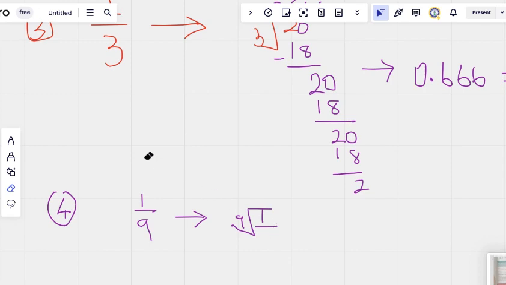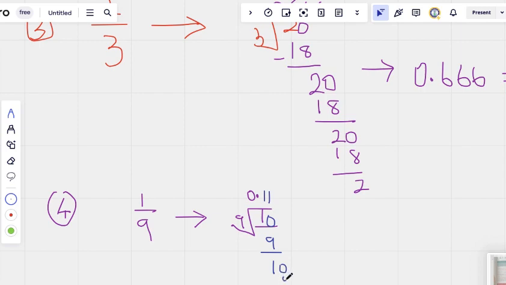Let's move on. We say 1 divided by 9 is not possible. We write 0 and put a point. Then we add 0 here. 10 divided by 9 is 1. 1 times 9 is 9. We subtract, we get 1. We add 0 to it, it becomes 10. 10 divided by 9, we get 1. So we'll be getting 0.11111.